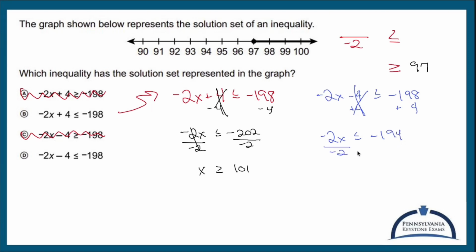Divide both sides by negative 2, flip the sign, and x is greater than or equal to positive 97, which is the one that I want. So the answer is going to be D.